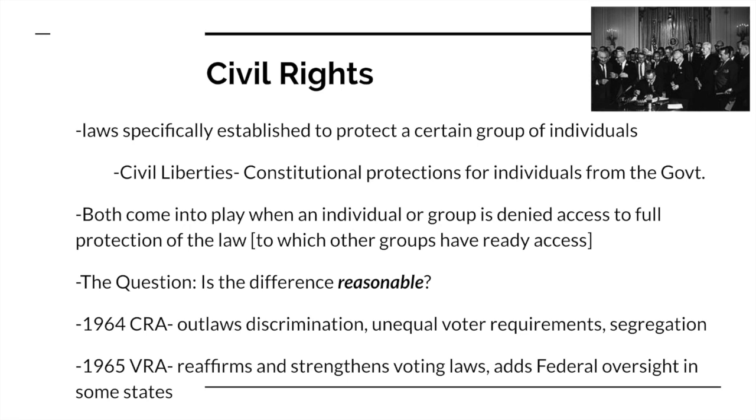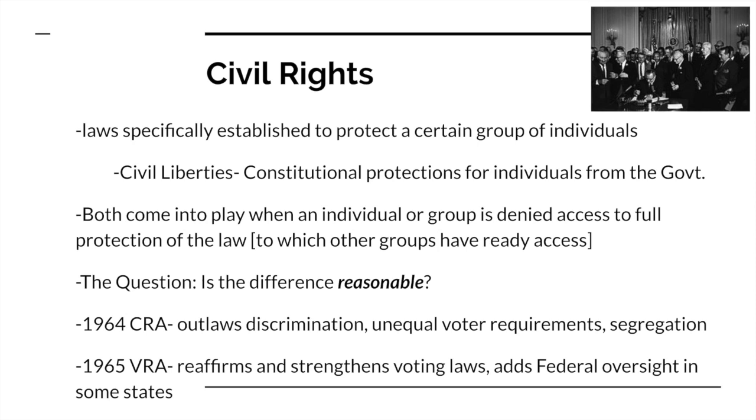Now, 1965, the follow-up after Johnson is reelected, is called the Voting Rights Act, the VRA. And this is going to go further into ensuring that minorities of all sorts have absolutely the same rights as white men, who had those rights already.